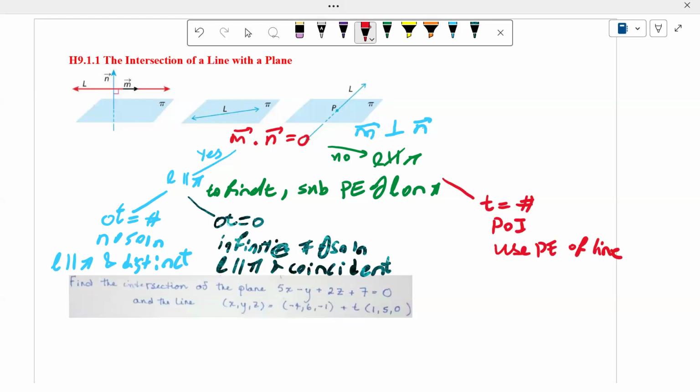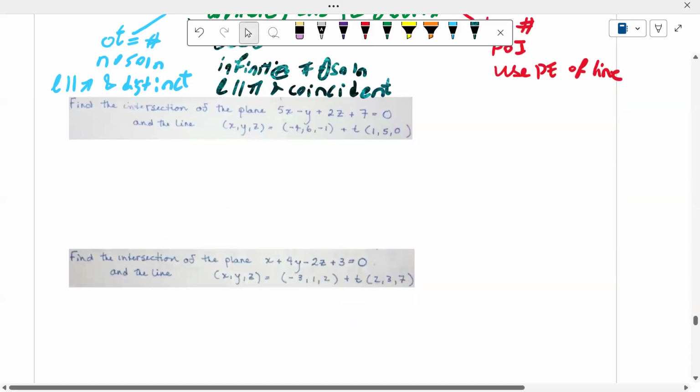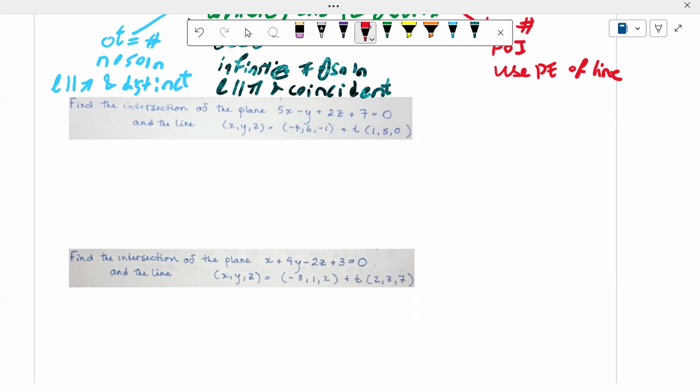All right. So the first example says find the intersection of the plane of this and the line of this. Now, this one tells you that there's an intersection. But what if it doesn't tell you it's an intersection? So what we're going to do is find if there is actually a point of intersection. This is not what it's asking, but I'm going to do it.